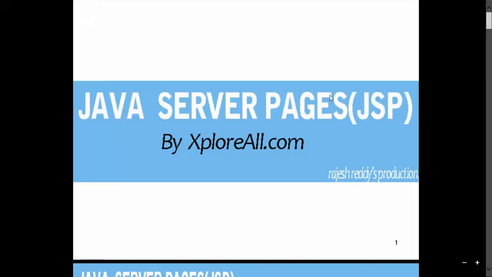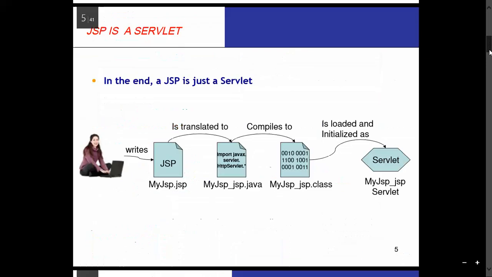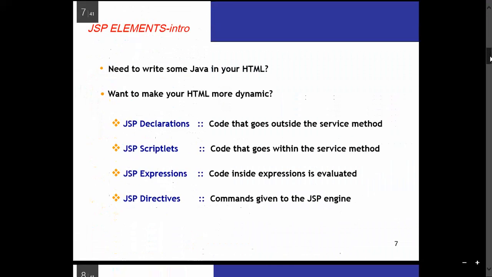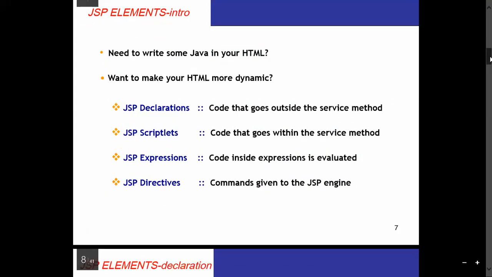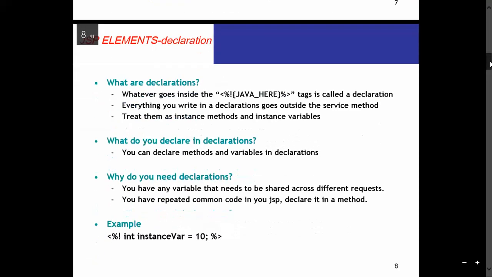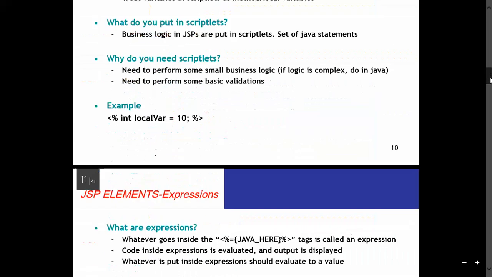So as I told before, we have four elements: declarations, scriptlets, expressions, and directives. In my previous video I discussed declarations, scriptlets, and expressions, and now in this video I'm going to talk about directives, specifically page directives. So let us talk about that.